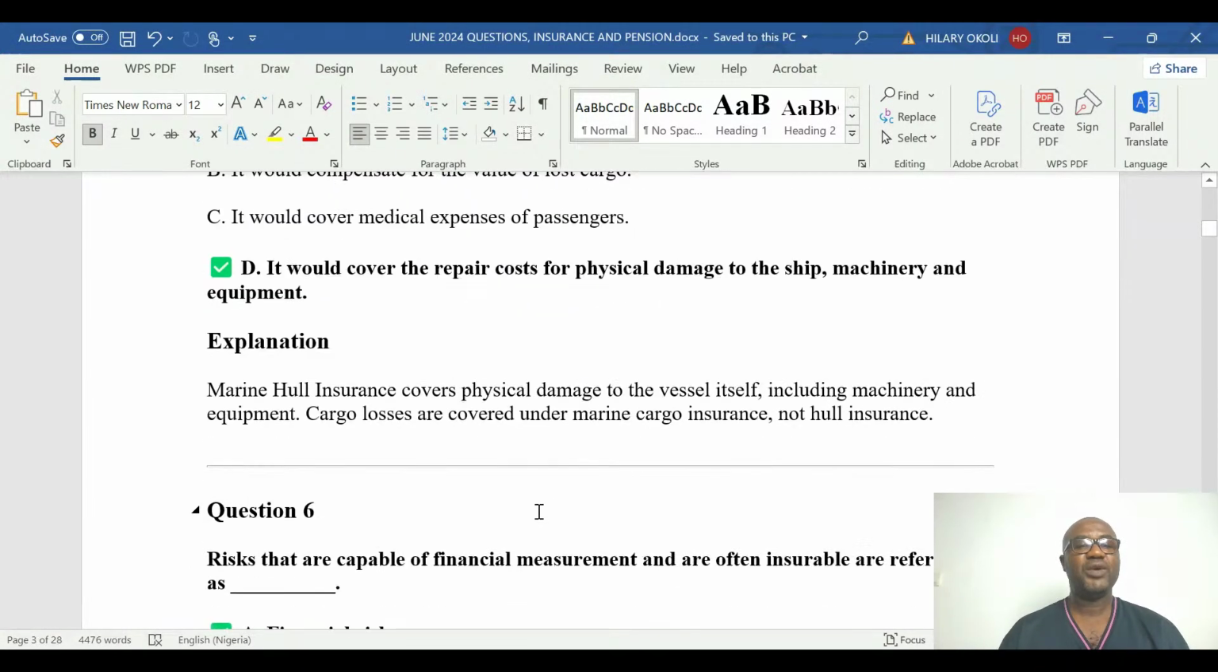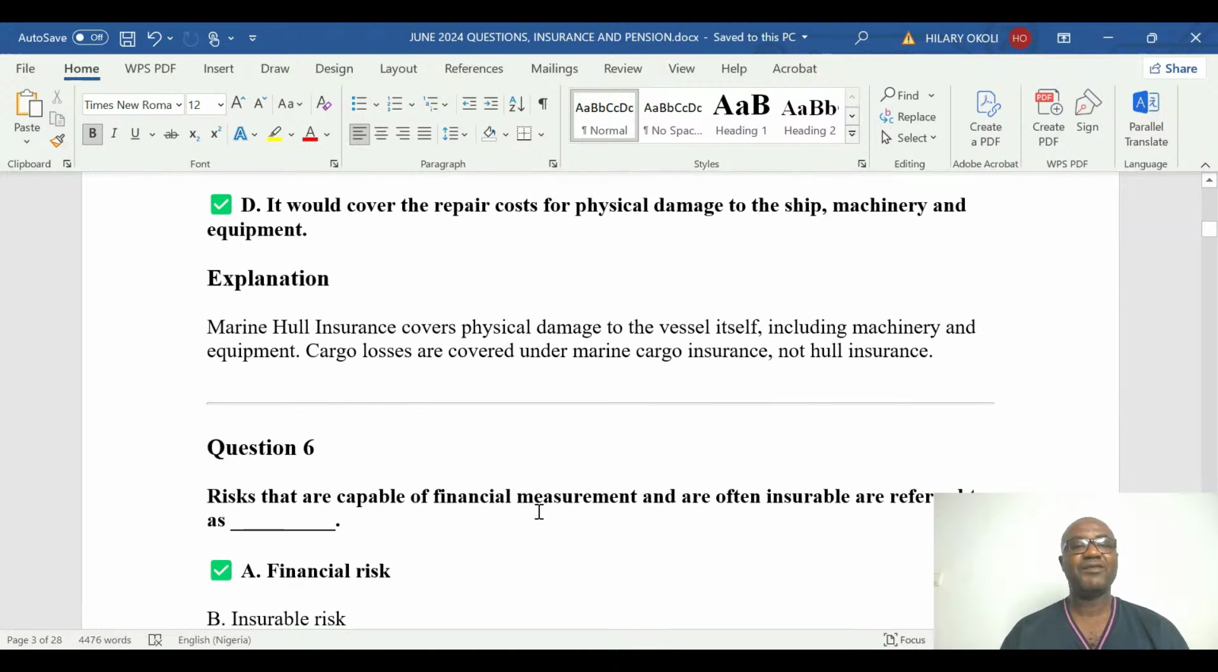So a further explanation we have here highlights the same thing we have just discussed, saying that marine hull insurance covers physical damage to the vessel itself, including the machinery and the equipment, all that concerns the vessel or the complementary things that have to do with the vessel as a whole. So cargo losses are not covered under marine hull insurance, so that is that.